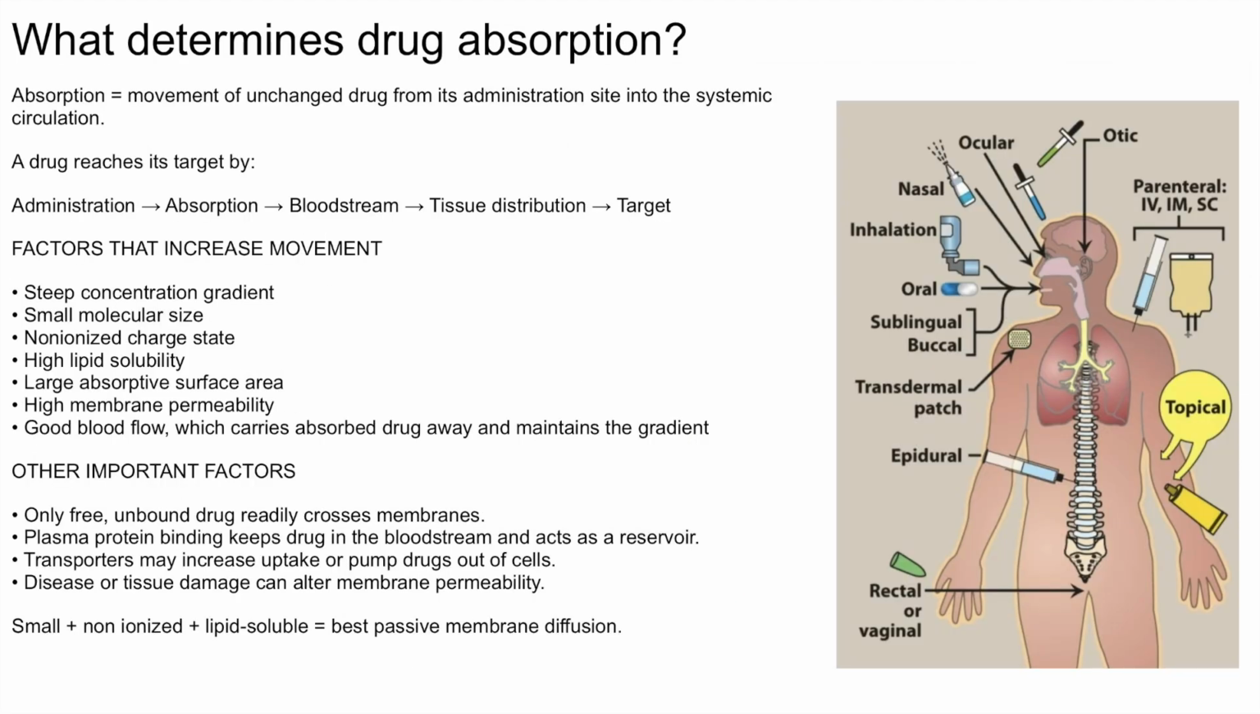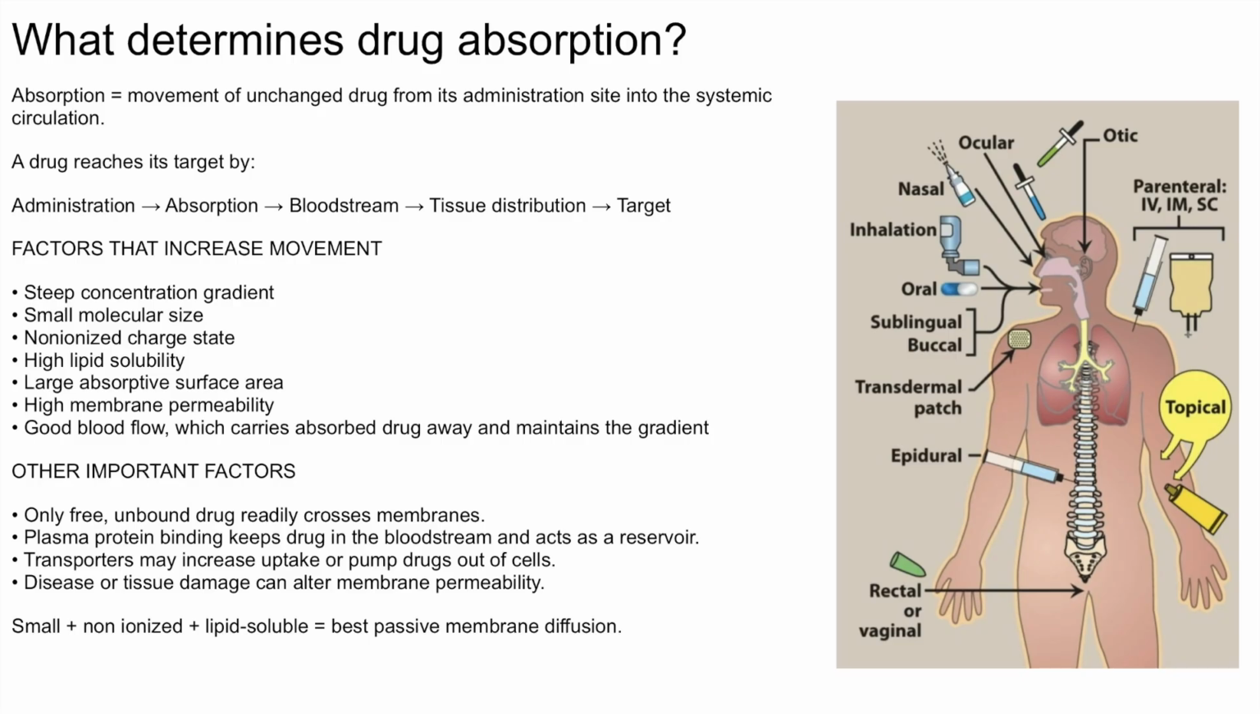Absorption is the movement of an unchanged drug from its administration site into the systemic circulation. After administration, a drug must be absorbed, enter the bloodstream, distribute into tissues, and reach its target. Intravenous drugs are the major exception because they are placed directly into systemic circulation, so there's no absorption required there.